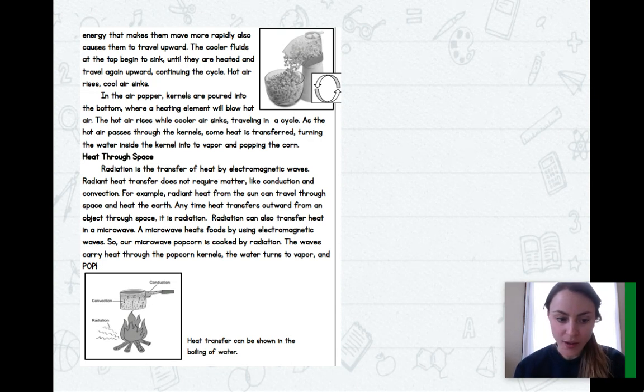So here we also have this diagram below, and the caption reads, heat transfer can be shown in the boiling of water. So here we have radiation, we have a fire, so I'm assuming that maybe the fire is the use of electromagnetic waves, which then heats up the pan, which is convection, which makes the handle here hot, known as conduction. So that is how the author can provide you with some text features that help you better understand what you just read.